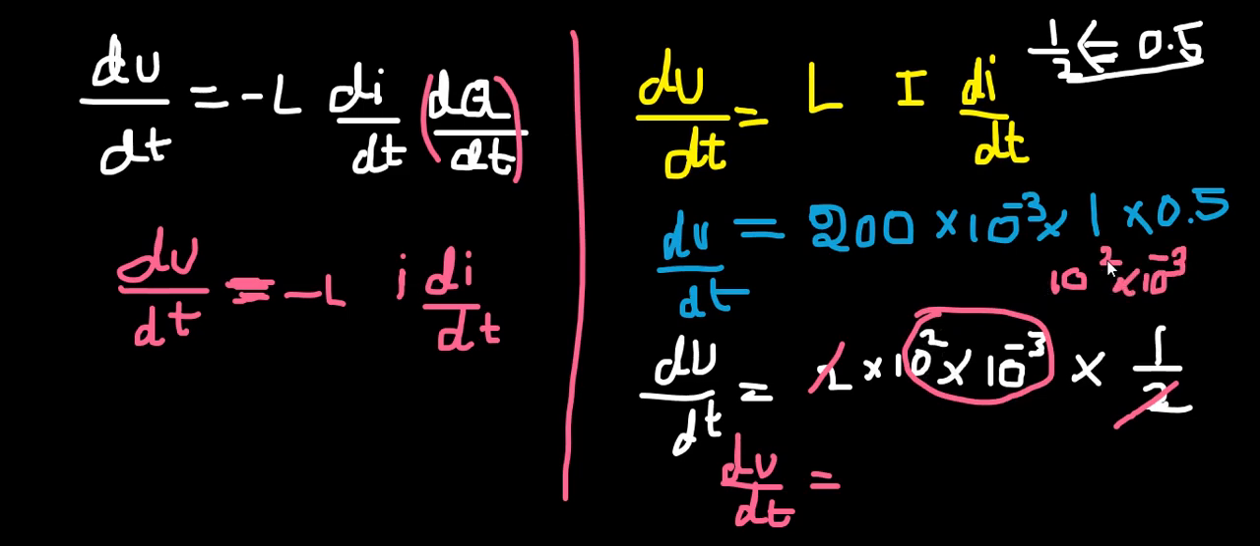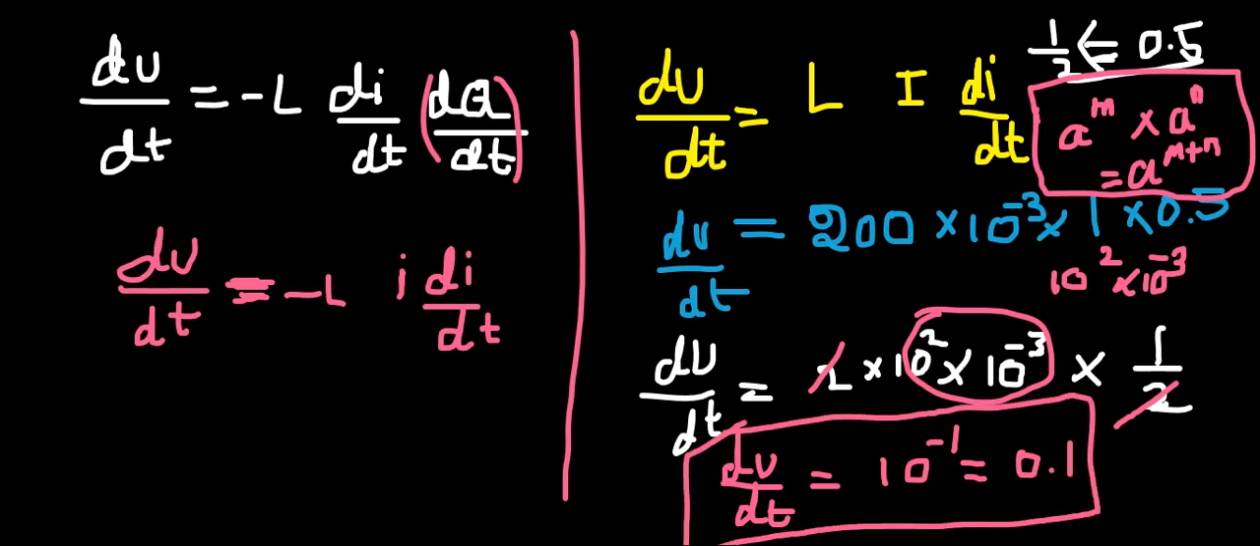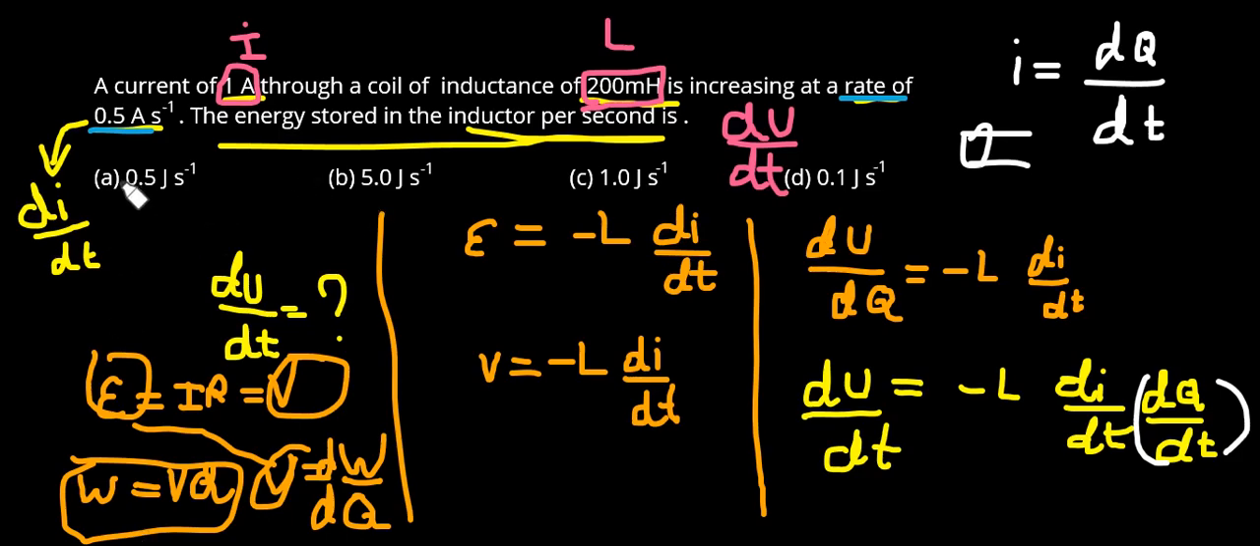From a power m into a power n, we know that a power m into a power n is equal to a power m plus n. This is the actual formula. A is 10 here and the powers are 2 and minus 3. 2 minus 3 is minus 1, so 10 power minus 1, which is 1 by 10, is 0.1. That is the correct answer for this question. Option D is the correct answer.